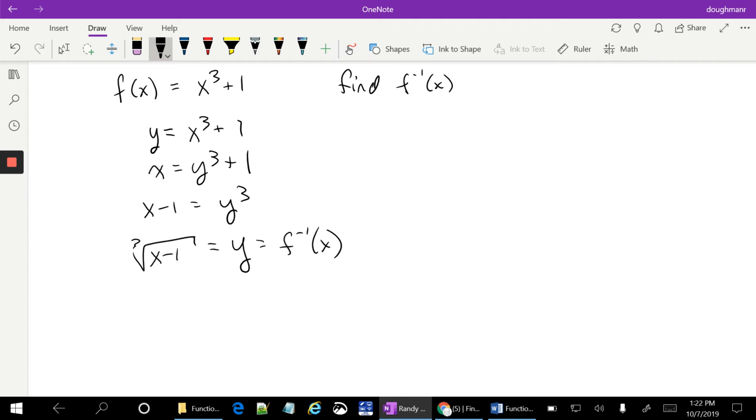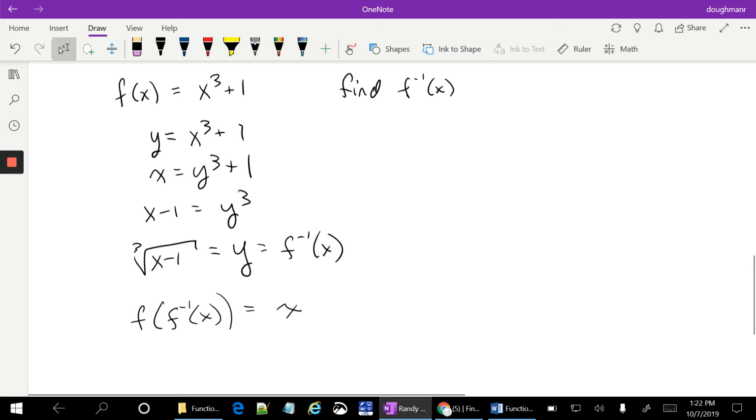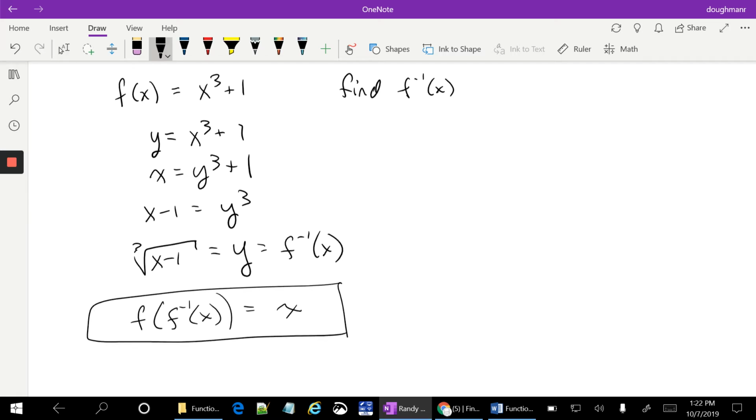Now, an interesting thing: if they are inverse functions, if I take f of the inverse function of x, I should get x as my result. All right, so I'm going to work myself over here. So that's what I'm looking for. So I know that the inverse function is now the cube root of x minus 1.